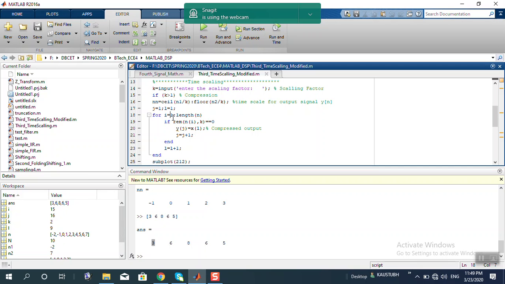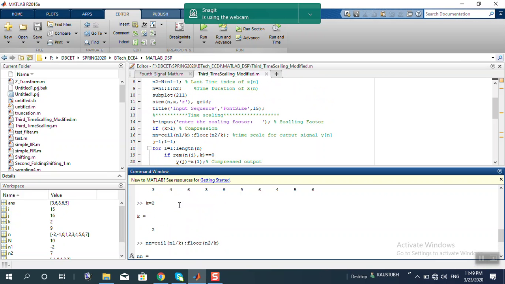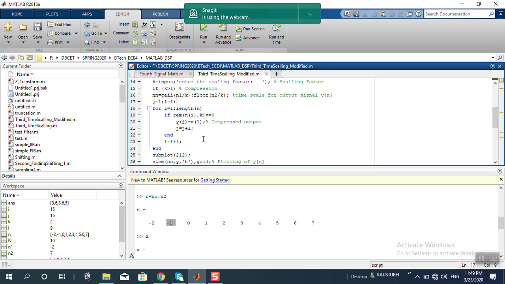Now remainder of n of 2. What is n of 2 in this example? n of 2 is minus 1. So the remainder of minus 1 divided by k, is it equal to 0? No. So that means this part is not executed. But L becomes 3. Next time i becomes 3.